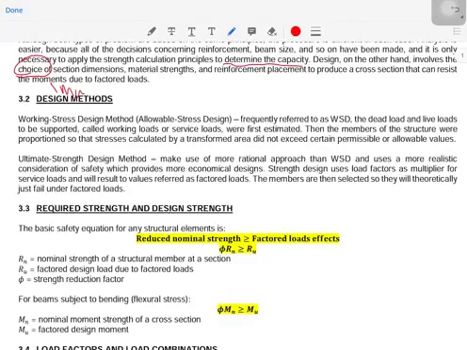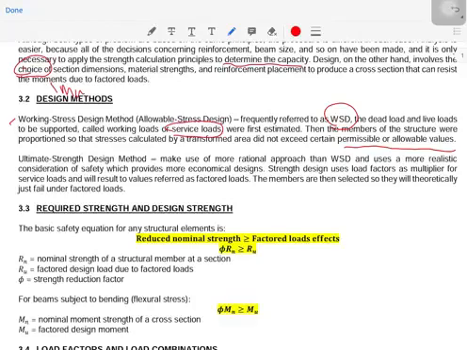So design methods. We have two design methods. The first one is the working stress design, or the allowable strength design, which is referred to as WSD. The dead load and live loads to be supported, called working loads or service loads, were first estimated. Meaning these are unfactored loads. Then the members of the structure were proportioned so that stresses calculated by transformed area did not exceed a certain permissible or allowable value. We already finished discussing this one in chapter 2.